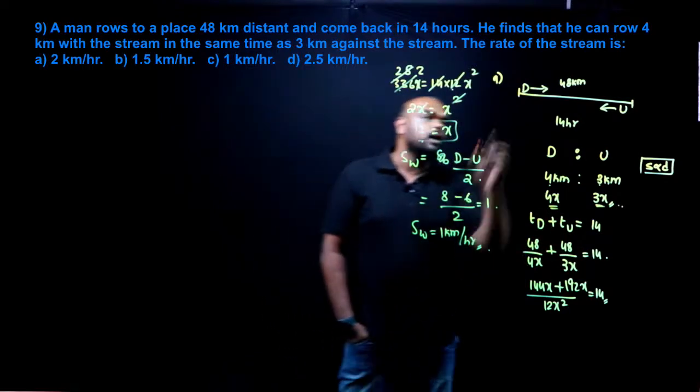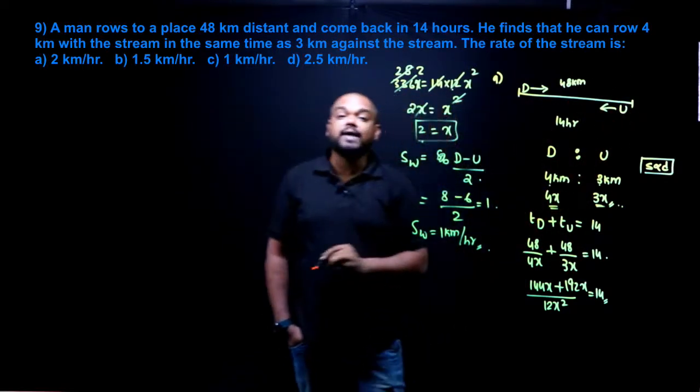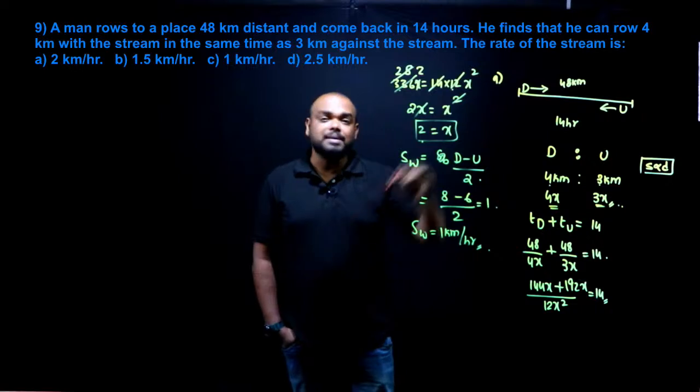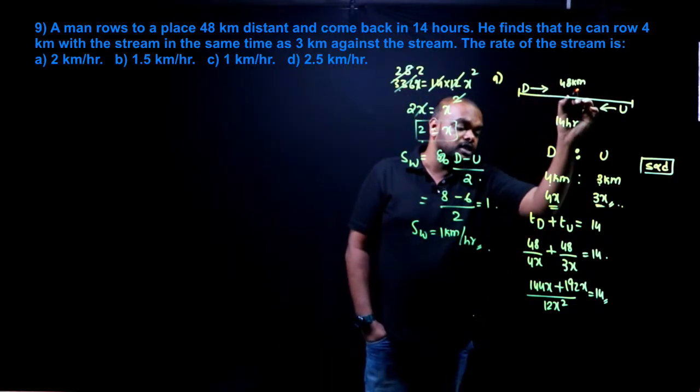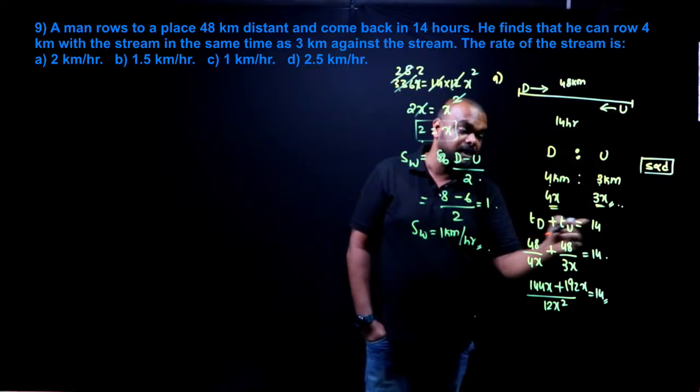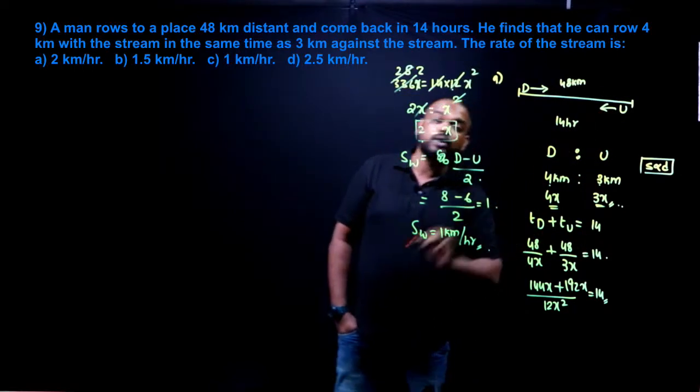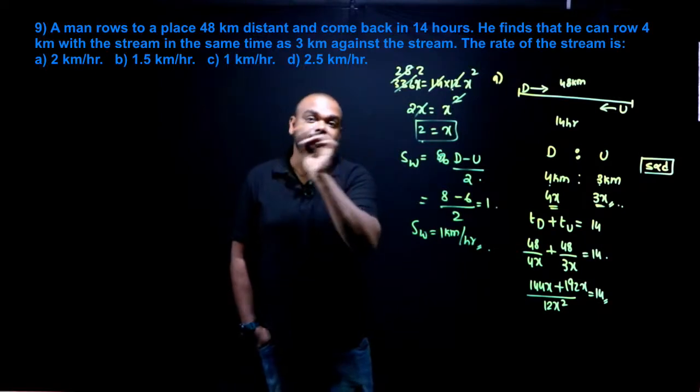Now we know here for going and coming back altogether the boat or the man, whoever it is, takes 14 hours. That is, time taken during the downstream plus time taken during the upstream is 14 hours. Time taken during downstream, how do I calculate? Distance by speed.